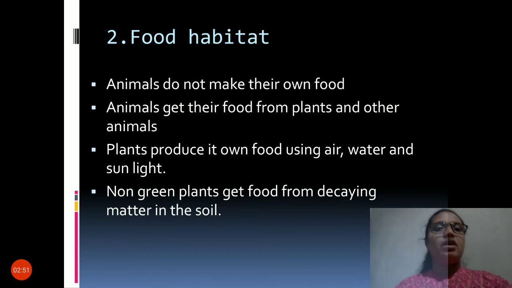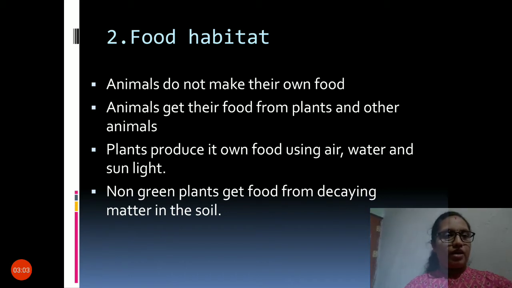Okay, next is food habitat. I said both do not have the same food habitat. Even in animals itself, there is a different food habitat. A cow will eat grass, but a lion cannot eat grass. Correct? Lion will eat flesh. Cow will eat grass. There is a difference even in animals also. Okay, according to food habitat, we will see how animals and plants are different.